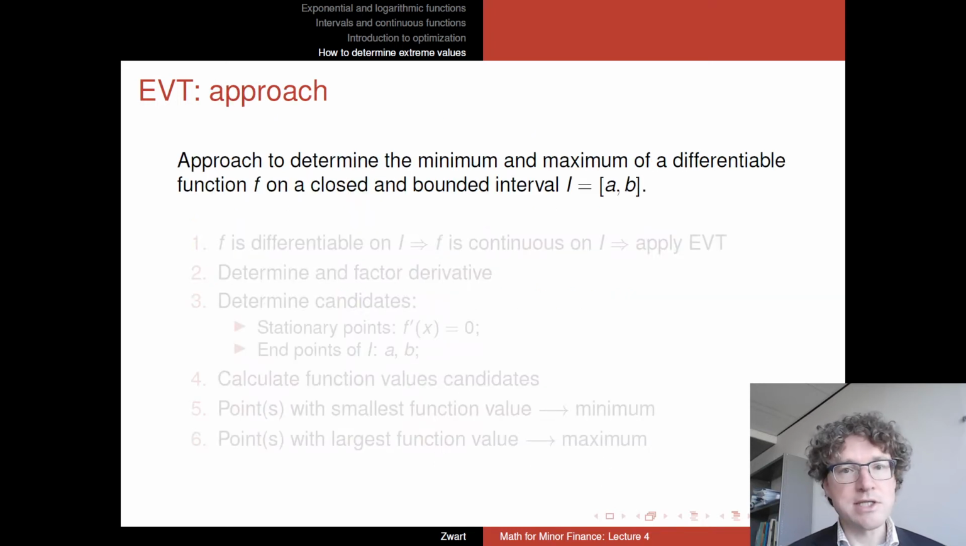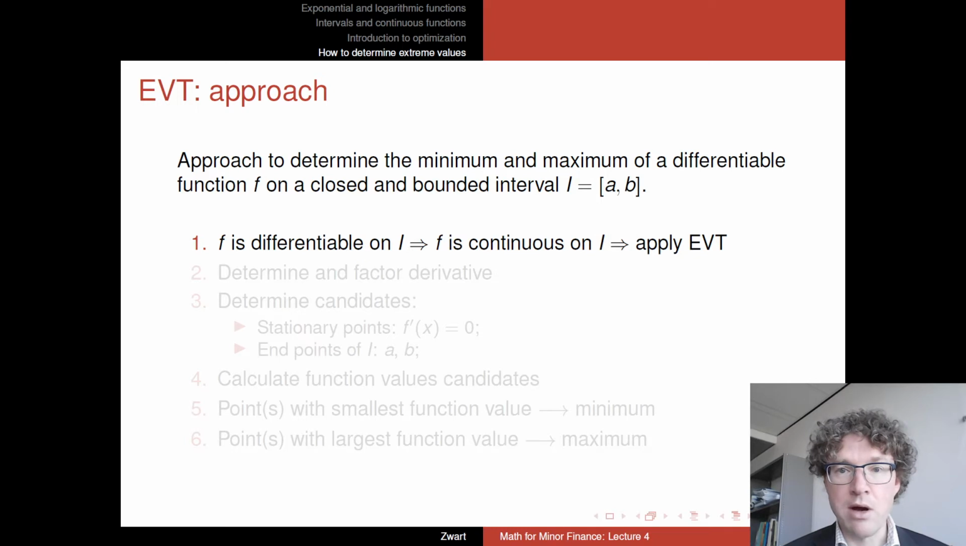So how can we use this? Well, if we are sure that there is a minimum and a maximum, and we are sure as long as f is a continuous function. If f is a differentiable function, then it's also going to be continuous. And the interval is, in this case, closed because a and b, the endpoints, are included, and bounded because they are not infinite. We know for sure that we can apply the extreme value theorem, so we know there is a maximum and a minimum.